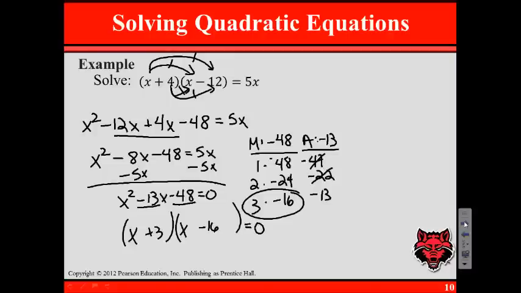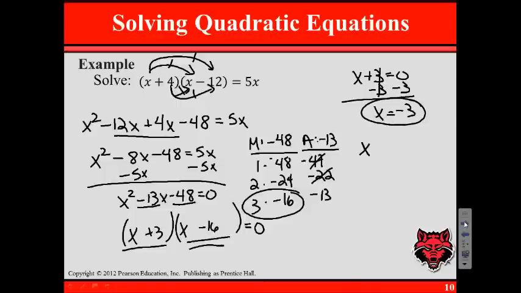Using the zero factor property, we now set each factor equal to 0. That will give us x plus 3 equals 0. Subtract 3 from each side, and we are left with x equals negative 3. So that's our first solution. We also have x minus 16 equals 0. We add 16 to both sides of the equation. The 16s cancel on the left-hand side, and we're left with x equals 16.